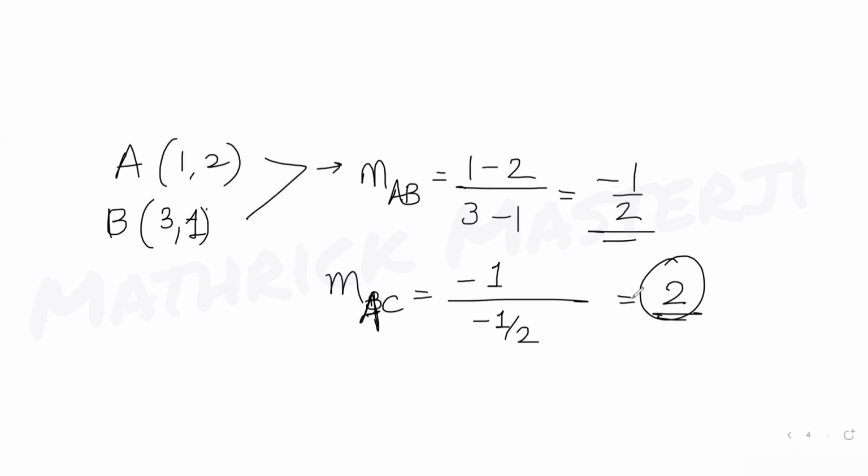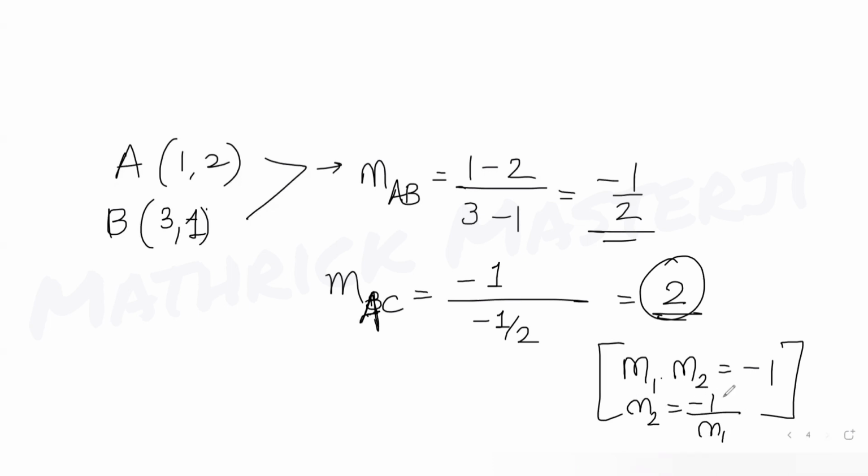Because it is a perpendicular line, we just applied the idea that for two perpendicular lines, the product of slopes is equal to minus 1. So if I want to find the slope of the other line, I take the negative reciprocal of the first line's slope. So I get the slope of AC turning out to become 2.